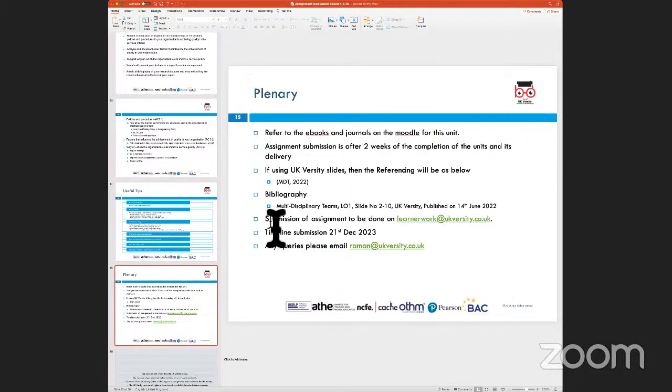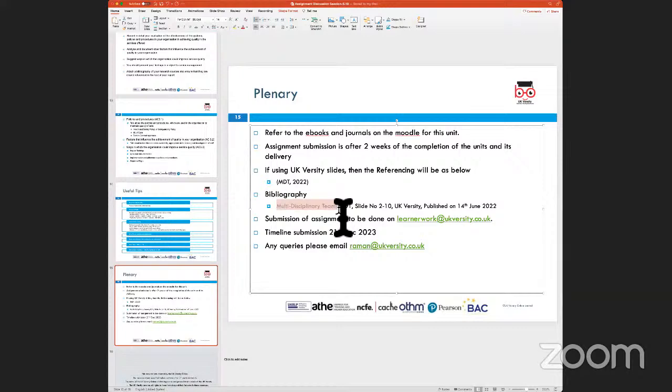Now, if you do refer to presentation slides and bring them into your work, then they would need to be referenced towards the end as a bibliography or as a reference, and you would put, say, multidisciplinary teams. If you use some words or text from LO1, LO2, whichever slide, put LO1 slide, put the numbers, and then say UK Versity published on such and such date.